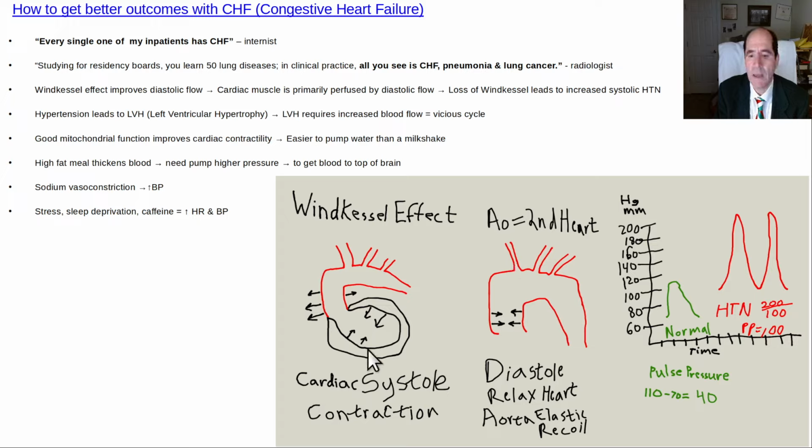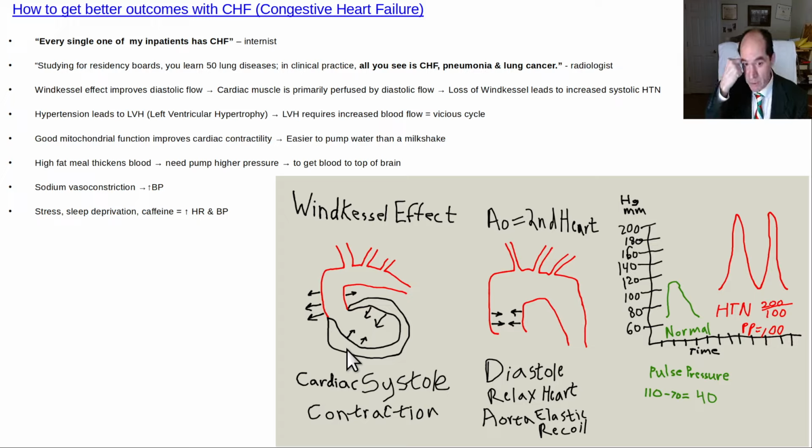Okay, the left heart's going to have to pump blood at a higher pressure, so the muscle wall is going to thicken. That's called LVH, left ventricular hypertrophy, and that means that a thicker muscle is going to need more oxygen delivered to itself. But you see how this is becoming a vicious cycle? If you're going to have less diastolic flow, less Windkessel effect, and the cardiac muscle is mainly perfused during diastole, that means the cardiac muscle is having a harder time getting oxygen and glucose delivered.